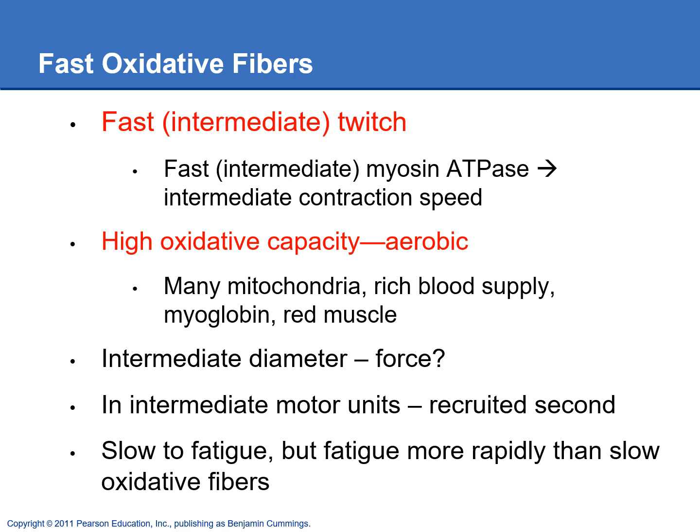The diameter of the muscle fibers, they're intermediate, so they will have an intermediate contraction force. And they're going to be in the intermediate sized motor units. So they're going to be recruited to contract second after the motor units with these slow oxidative fibers. They are slow to fatigue, but they do fatigue more quickly than the slow oxidative fibers.